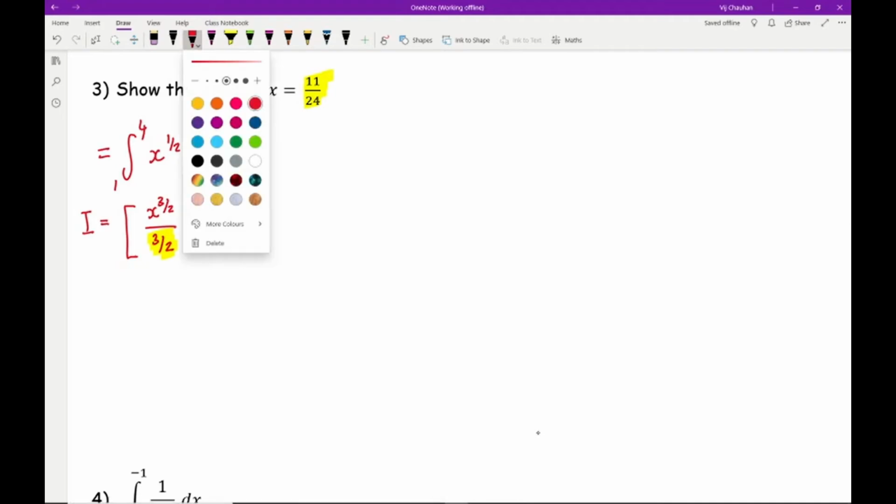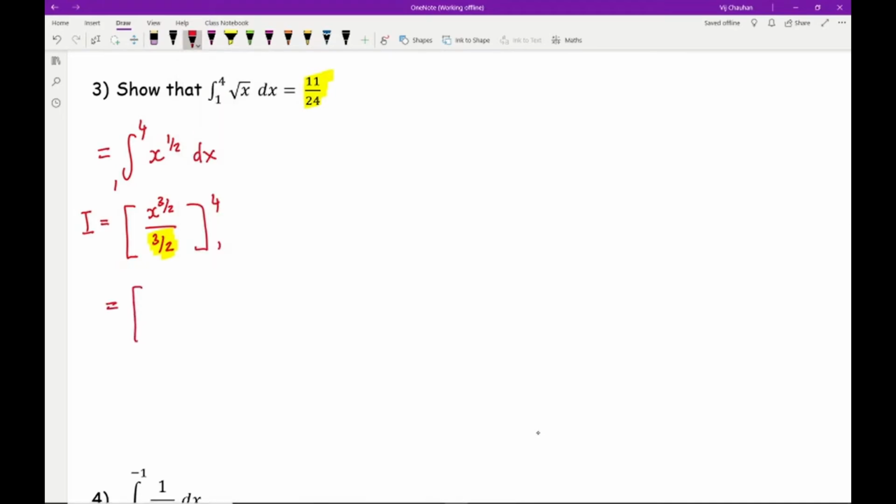So from this, all I then need to do is, this is going to equal. For the first one, I'm going to substitute x equals 4. So I've got 4 to the power of 3/2 over 3/2, minus 1 to the power of 3/2 over 3/2. And I'm going to stick that straight into my calculator exactly as it is.